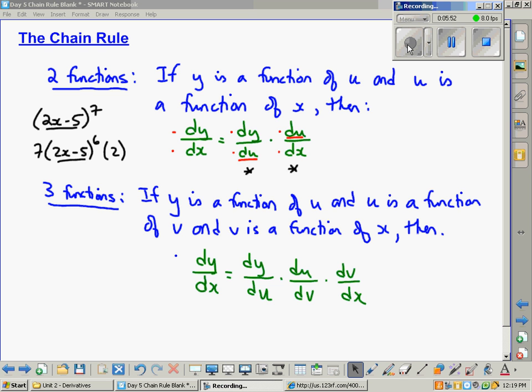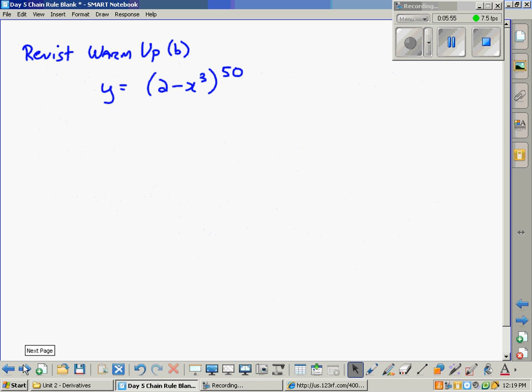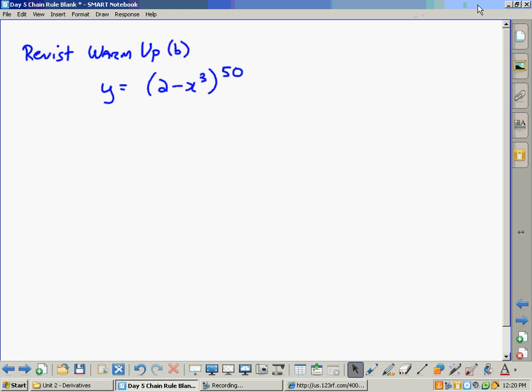So if we take this concept and apply it to something we already know, let's revisit the one we did in the warm-up B. 2 minus x cubed to the power of 50. So we know, we have a rule for this, the power of a function rule. But let's see how it would look if we formalized it using the chain rule. What we would do is say this. We would say let u be its own little function inside here. So we're going to make the question a little bit easier and change it then to, instead of 2 minus x cubed, we're going to call it u to the power of 50.